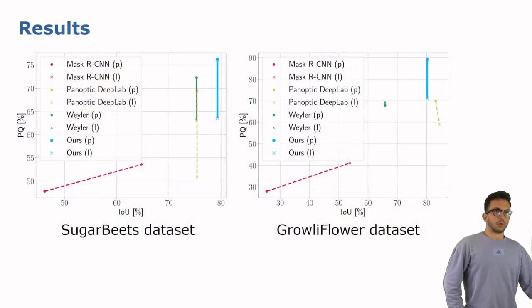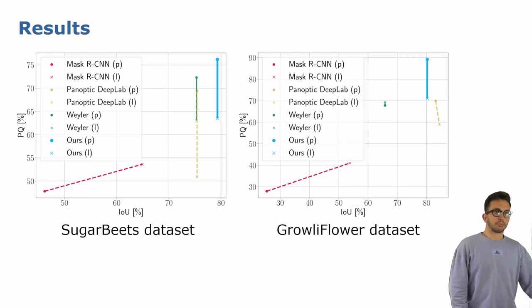We evaluate our approach on two different datasets, one of sugar beets and one of cauliflowers. In the plots, we have the intersection over union, the metric for semantic segmentation, on the x-axis, and the panoptic quality, which is the metric for panoptic segmentation, on the y-axis. This means we want to be in the top right corner of the plot, indicating high results for all the tasks.